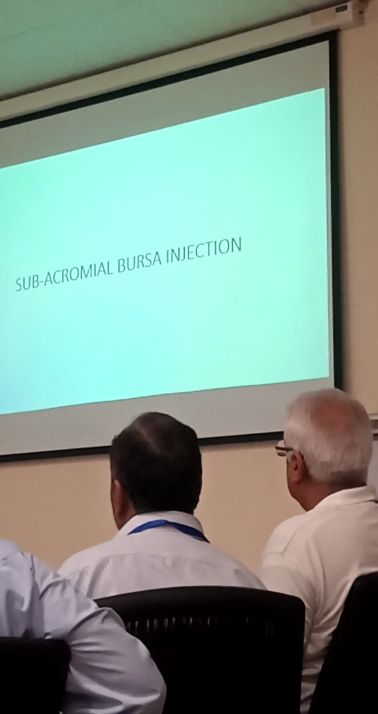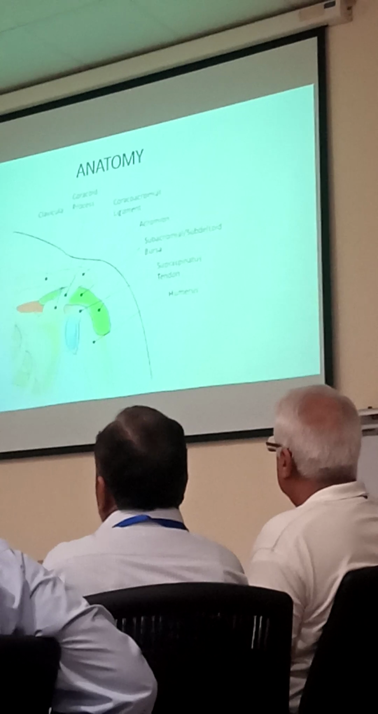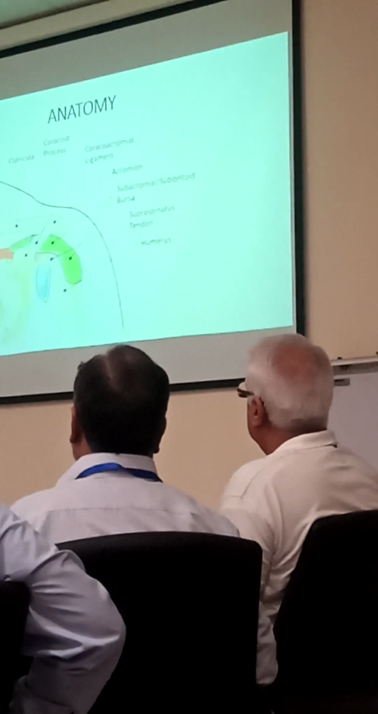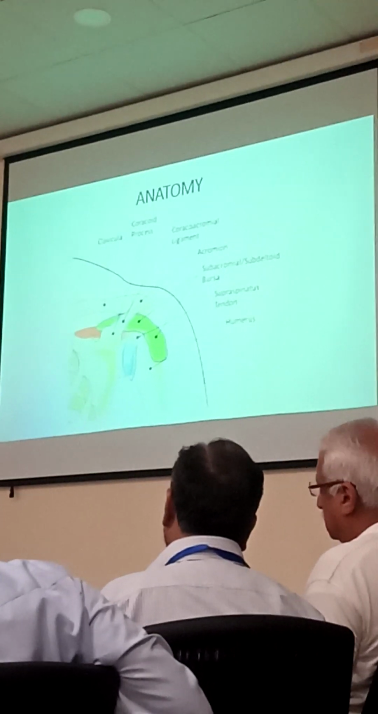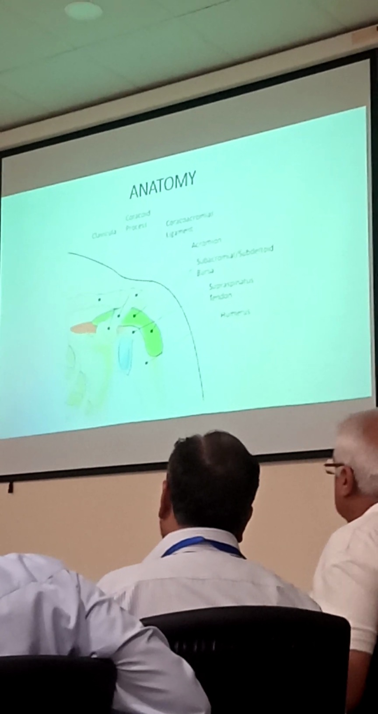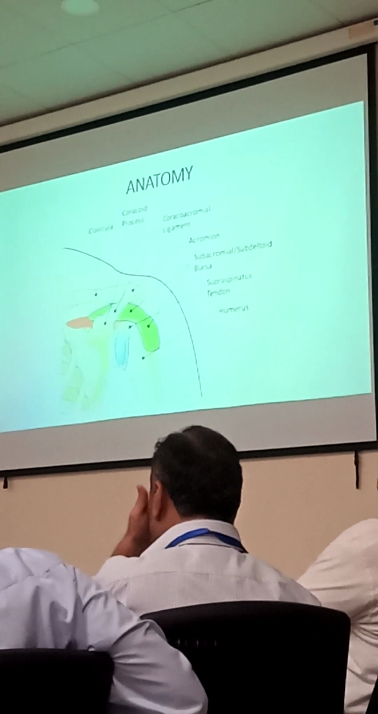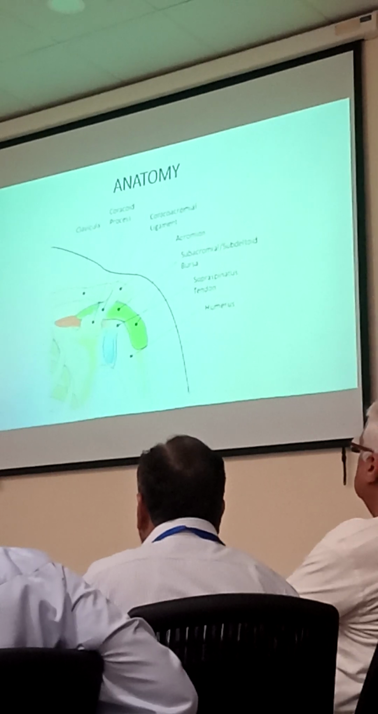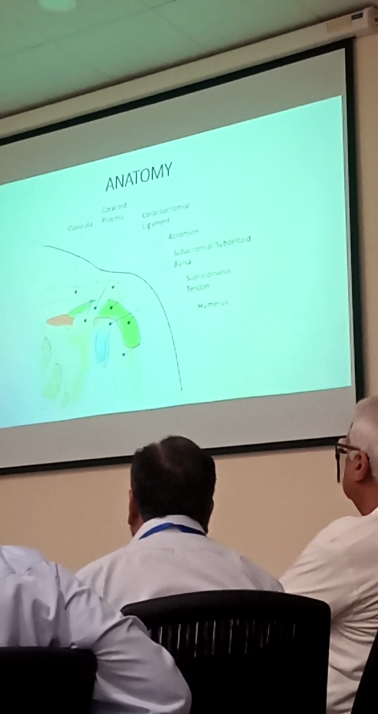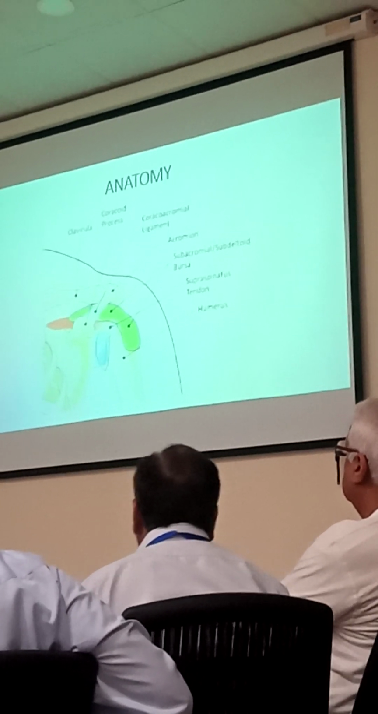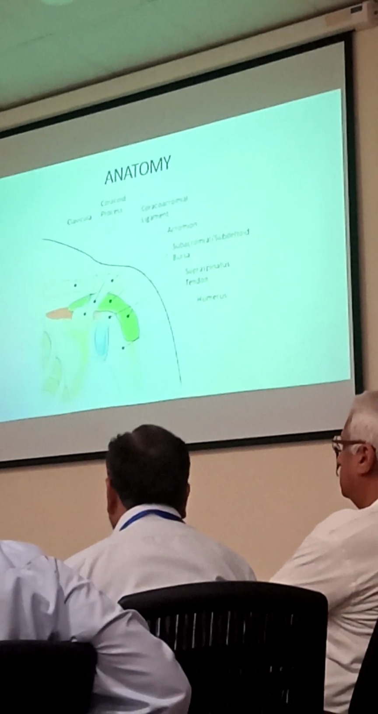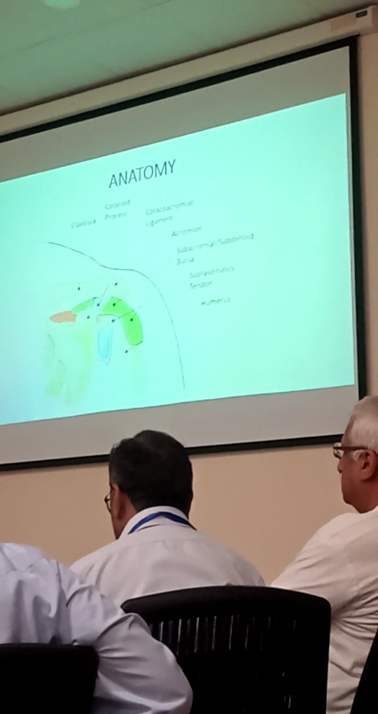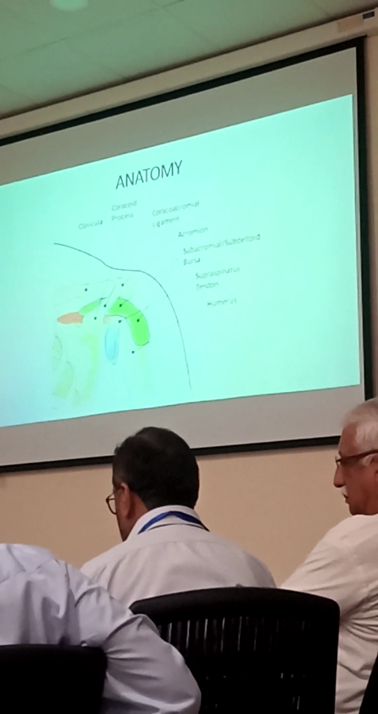Now briefly, the subacromial bursal injection. As you know, the bursa is a fluid-filled sac. It is present between two structures, normally the bone and the soft tissue. This is the largest bursa in the body. It communicates with the subdeltoid bursa, and this subacromial bursa is sitting on the supraspinatus muscle tendon and underneath the deltoid muscle.